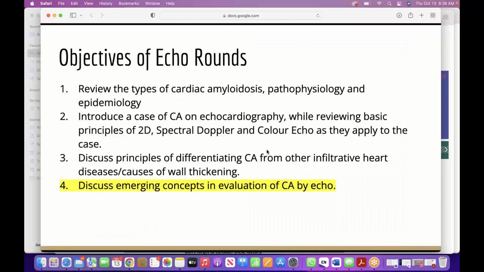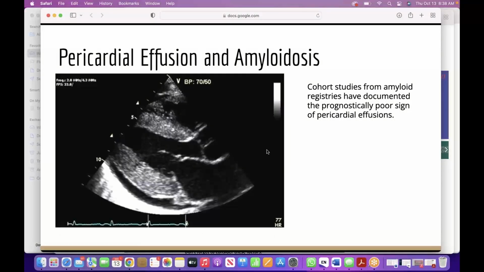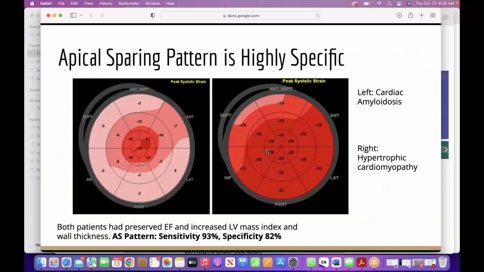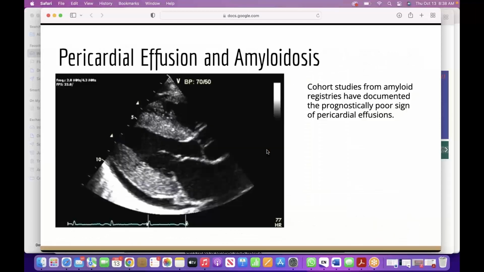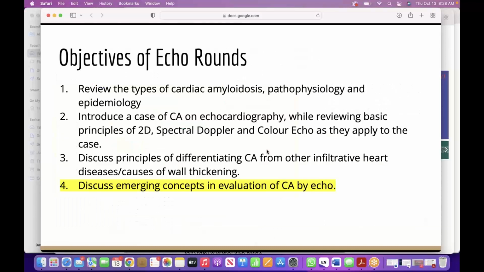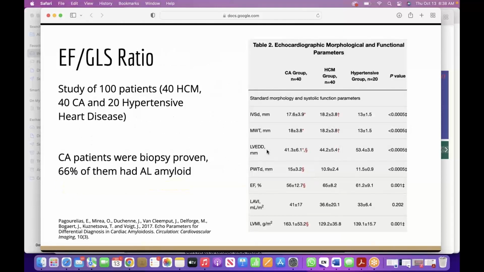So we talked about all these features that can support the presence and absence of cardiac amyloid, the spectral tracking technology, the wall thickening, interatrial and valvular septal thickening. But these are all things that are suggestive but not diagnostic. The apical sparing pattern is probably the best thing that we have on echo to suggest amyloidosis, but it's not perfect either. There was one paper that was published in 2017 that took 100 patients, 40 of them with HCM, 40 of them with cardiac amyloid, and 20 with hypertensive heart disease.